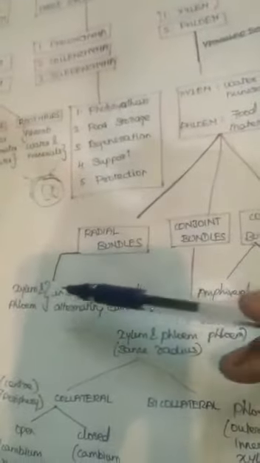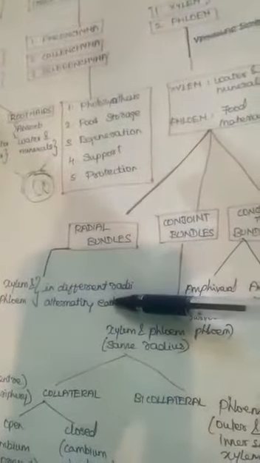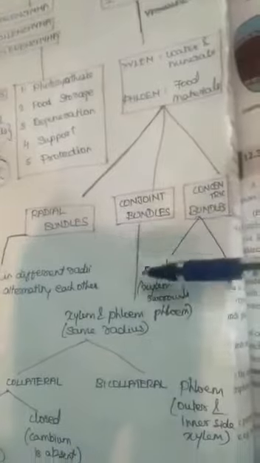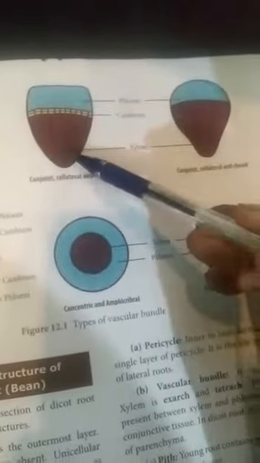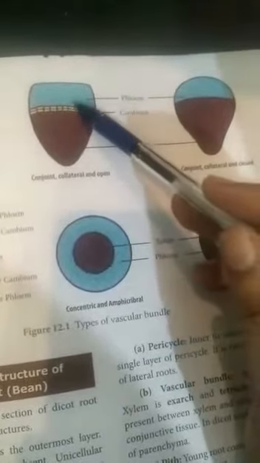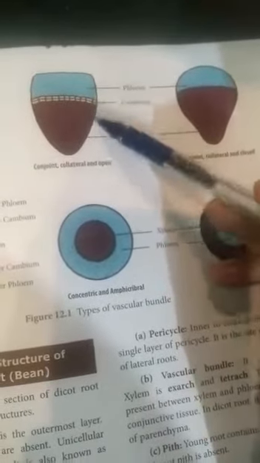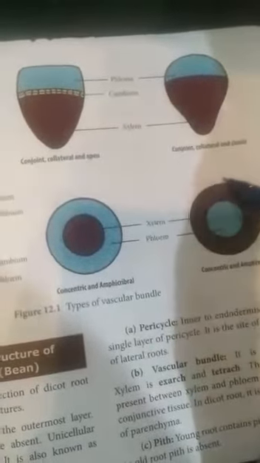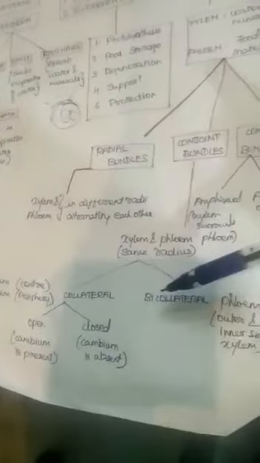In radial bundles, xylem and phloem will be in different radii. In conjoint bundles, they will be in the same radius. It is further divided into collateral and bicollateral. Collateral means xylem will be present in the center and phloem will be present towards the periphery. It is again divided into open and closed. Open means cambium will be present, closed means cambium will not be present.